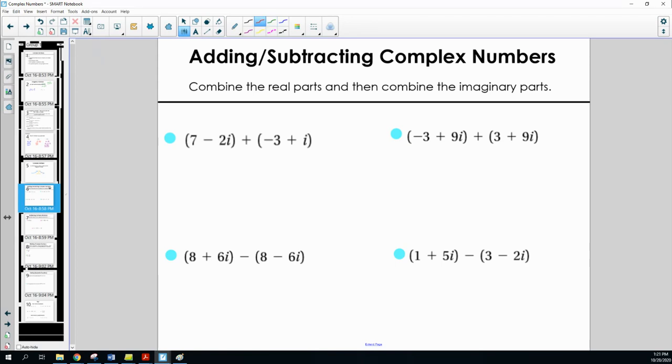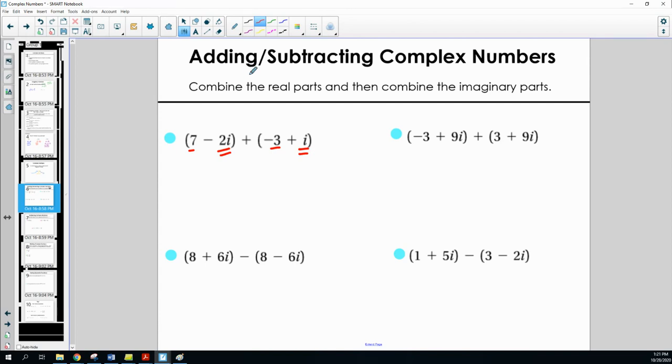The first thing we're going to look at is adding and subtracting. We're just going to combine like terms. Like terms are going to be the real parts and then the imaginary parts. So for this first example, we have 7 and -3 that are like terms. Those are our real parts. We have -2i and +i that are our other like terms. Those are our imaginary parts.